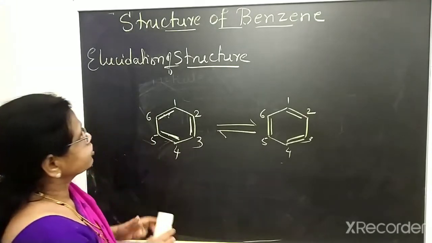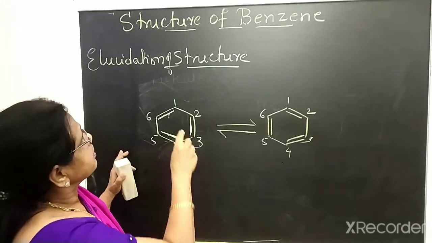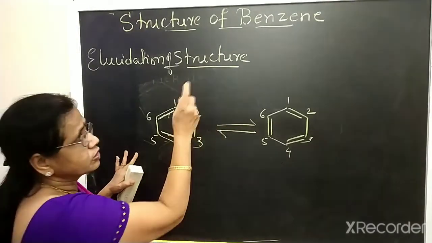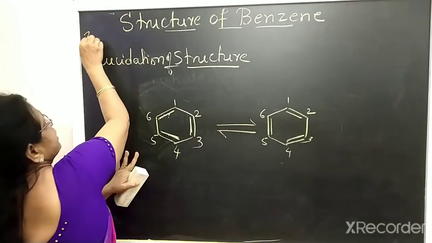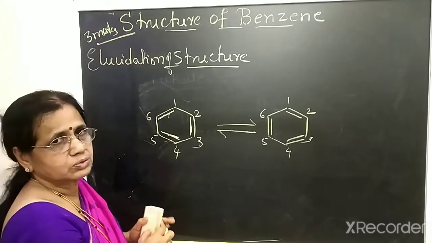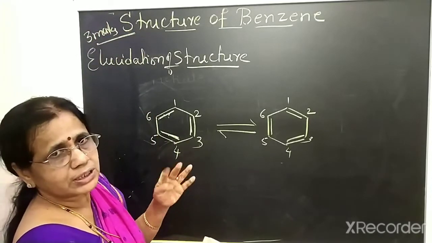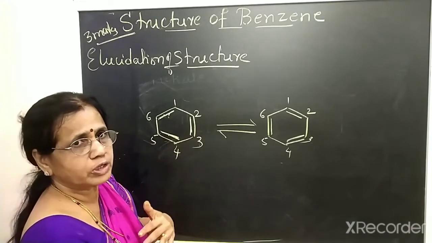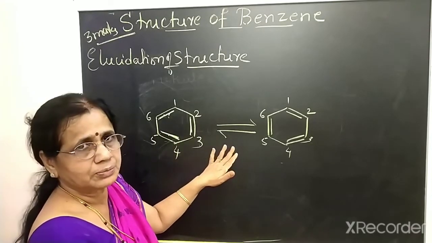So elucidation of structure, explain structure of benzene for 3 marks. If it is asked, you should write up to here. There are 4 points. By observing those 4 points, he gave the structure.